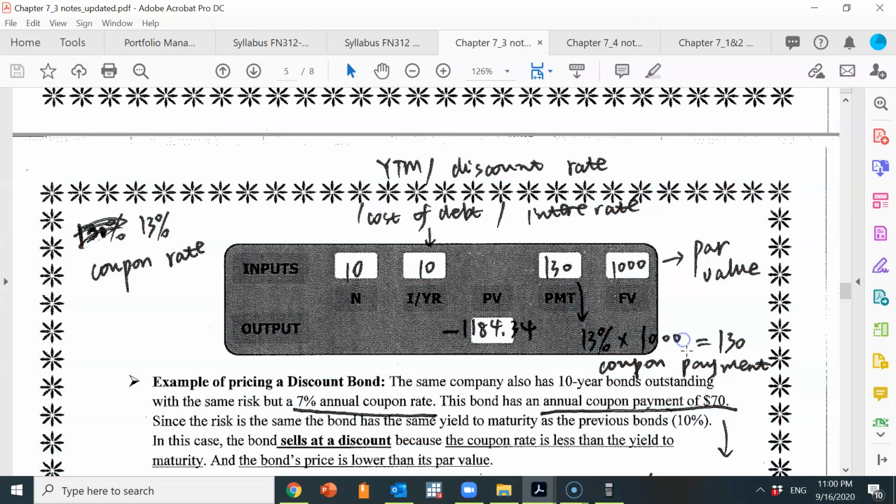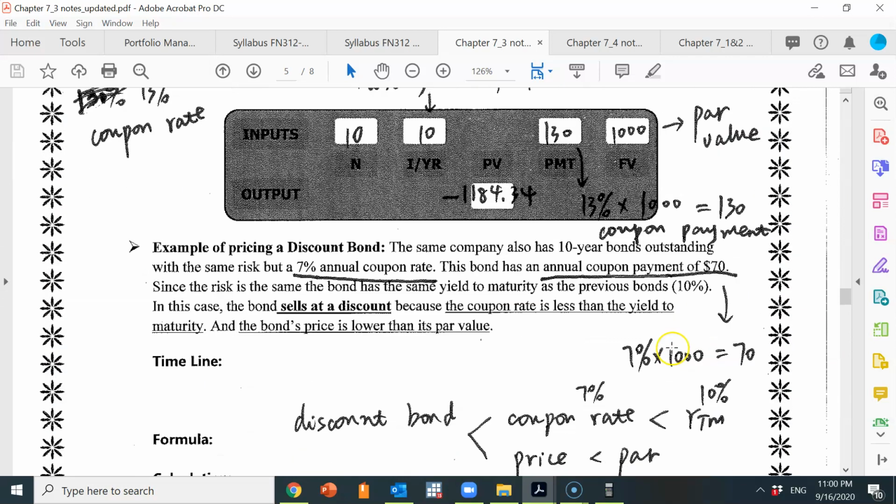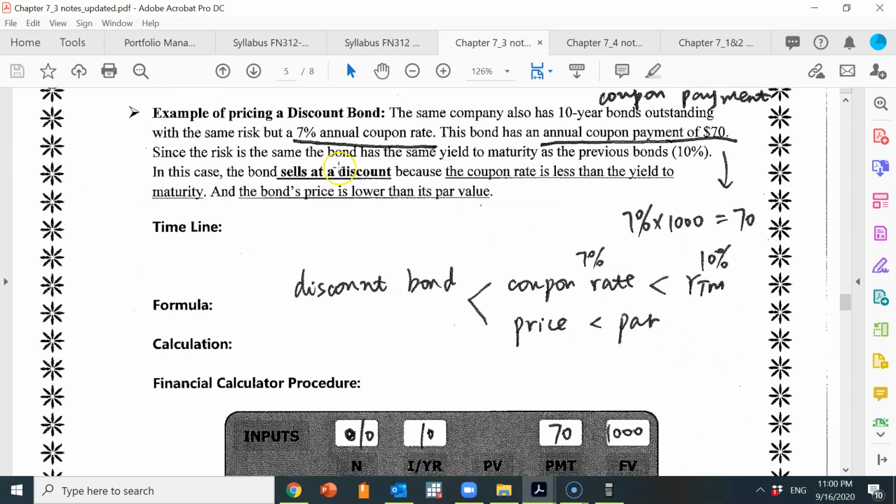Okay, so we've discussed par bonds and premium bonds. Let's discuss the third type of bond, the discount bond. This time we still have a 10-year bond for the same firm. The bond has the same risk, same yield to maturity, 10%. However, we have a lower coupon rate compared to the par bond. Now we have only 7% as our annual coupon rate.